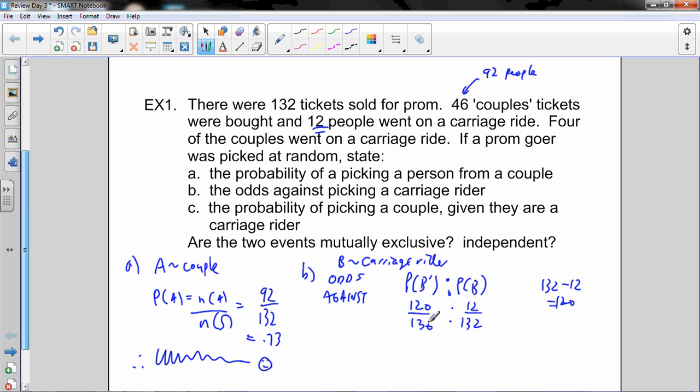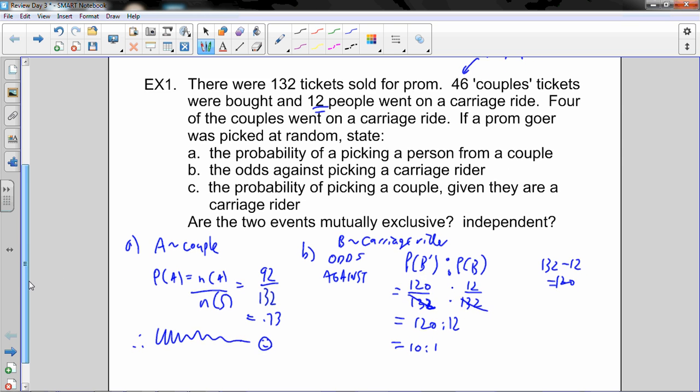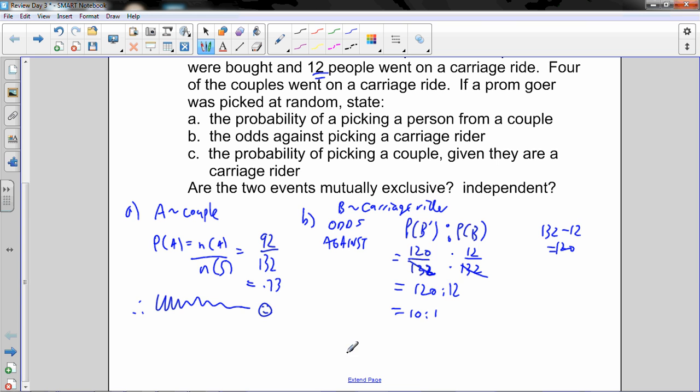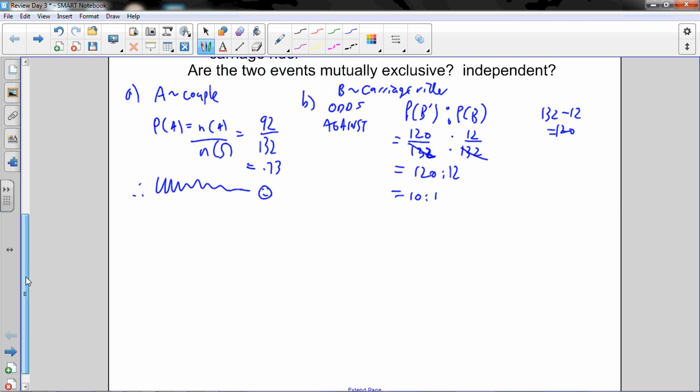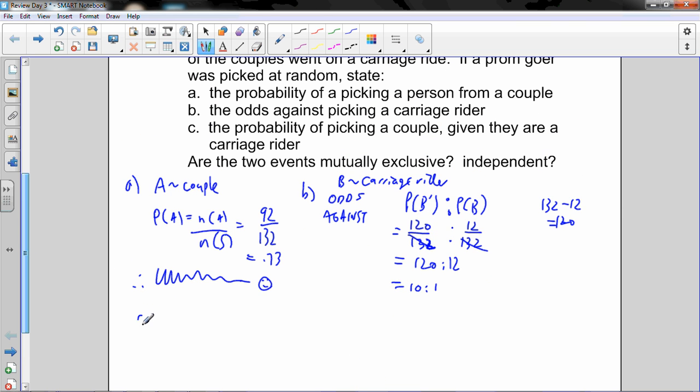And then, of course, we don't leave odds like this. This is a mess. The bottoms will actually cancel out, and it's 120 people to 12 people, or 10 to 1. That's the odds against we pick somebody who went on a carriage ride. C, the probability of picking a couple given they are a carriage rider. Here we go. So that's the probability we pick a person from a couple, not a couple of people, given they are a carriage rider.